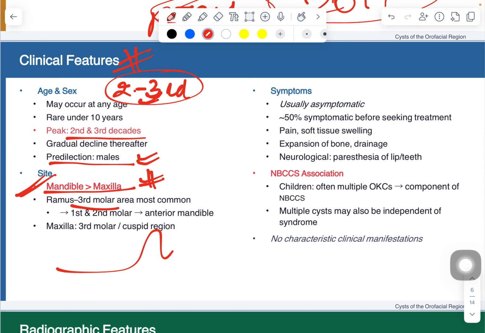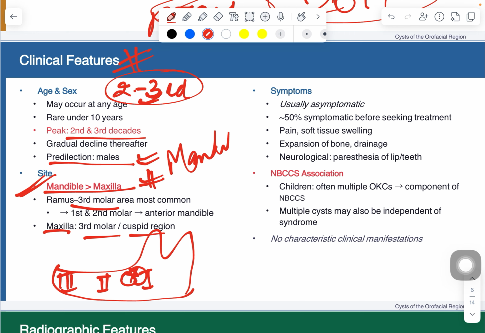So you can just make it in the form of a diagram like this for your exams. This is the ramus, third molar area. This will be the first commonly affected area, and then second and third molar area, and then we have the anterior mandible. In maxilla, the third molar and cuspid region is seen, but most commonly it is seen in mandible.